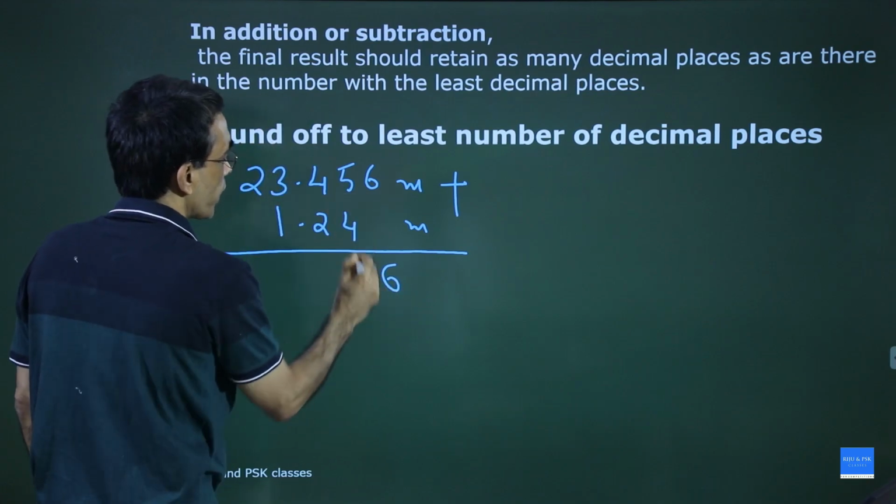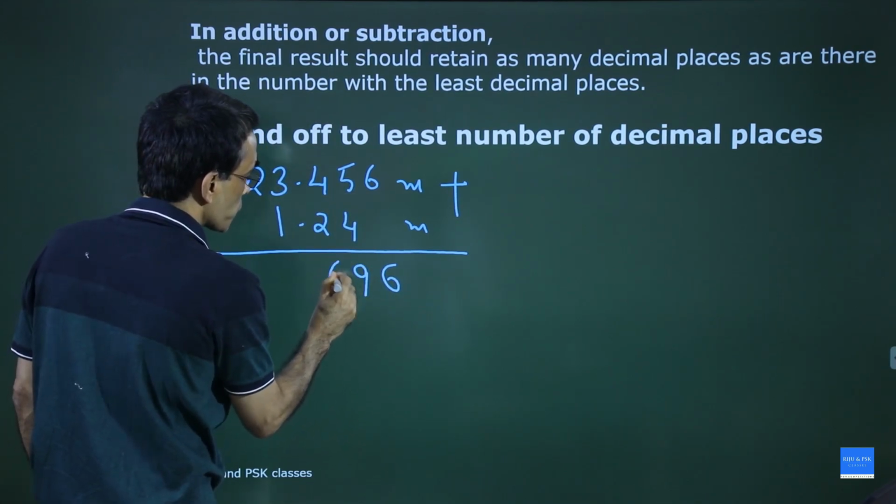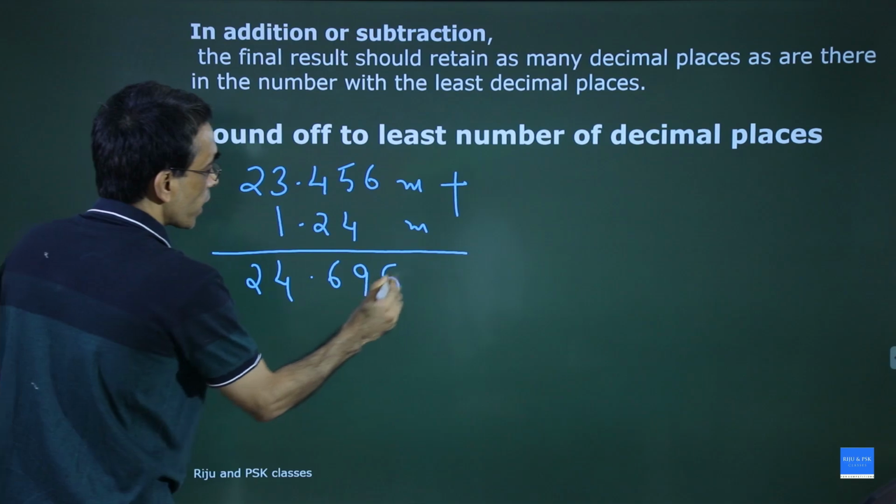This gives you 6. 5 plus 4 gives you 9. 4 plus 2 gives you 6. 24. This is your answer.